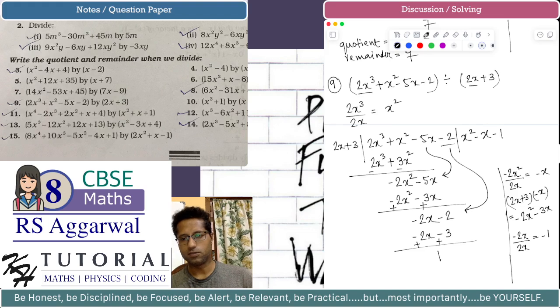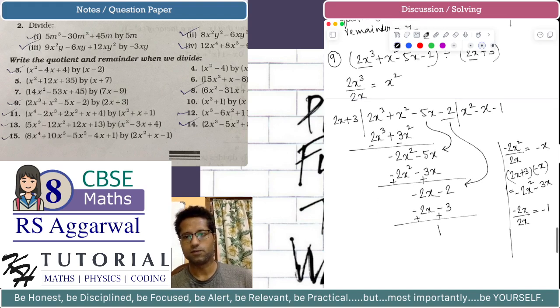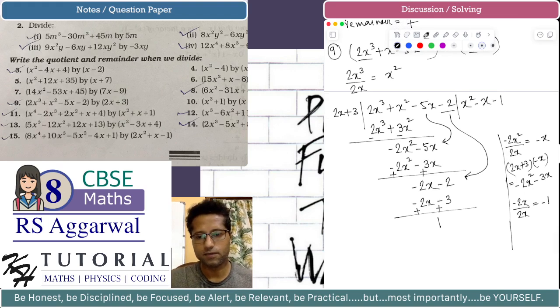Now the remainder is not 0, the remainder is 1, but the degree of the remainder is 0, which is less than the degree of the divisor, which is 1. So the division process will end, and hence we can say that quotient is equal to x square minus x minus 1, and remainder is 1.